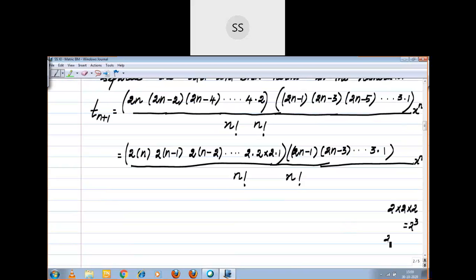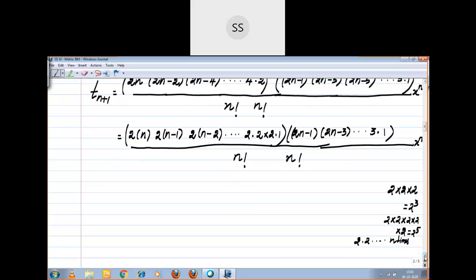1, 2, 3, 4, etc. up to n. Right? 2 into 2 into 2 into 2, n times. See? 2 into 2 into 2, how will you write? 2 to the power 3. 2 into 2 into 2 into 2 into 2, how will you write this? 2 to the power 5.